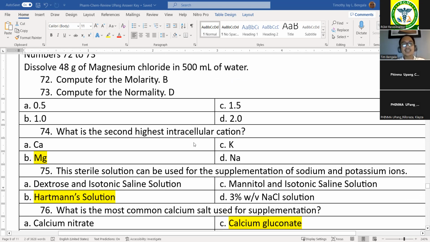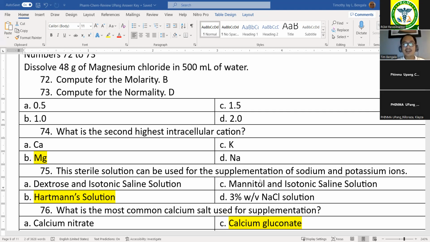What is the second highest intracellular cation? The highest would be potassium, followed by magnesium as the second highest intracellular cation. Calcium is found mostly extracellularly, so it is difficult to determine its intracellular amount. Calcium would be determined extracellularly, outside, but the intracellular amount is hard to determine. While sodium is the highest extracellular ion.